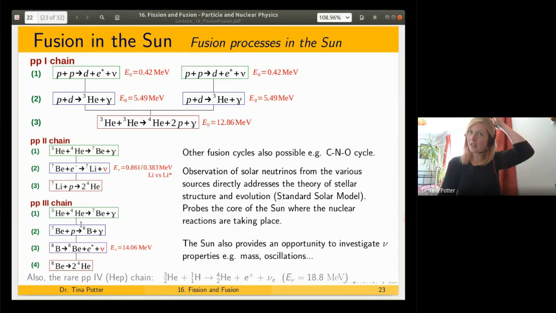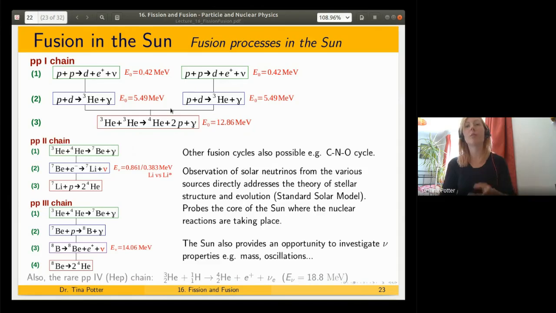And the pp3 chain here, again, we've got a similar start as the pp1 chain. But instead, the beryllium-7 fuses together with a proton to give us beryllium-8, which then undergoes beta plus decay and then undergoes fission to give us 2 helium-4 nuclei. So there's these 3 chains here, each of which are very important to fuse together protons with the eventual final state of helium-4, plus lots of neutrinos and photons and electrons and positrons.